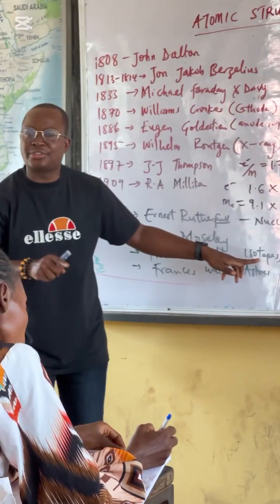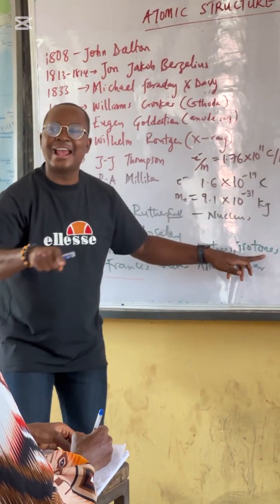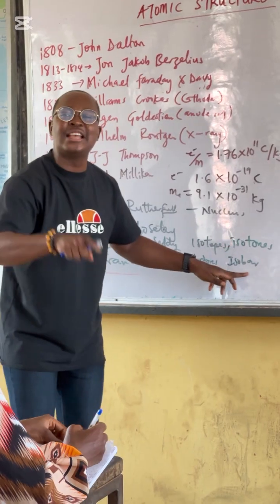Isotopes have the same atomic number. Isotones have the same neutron number. Isobars have the same mass number.